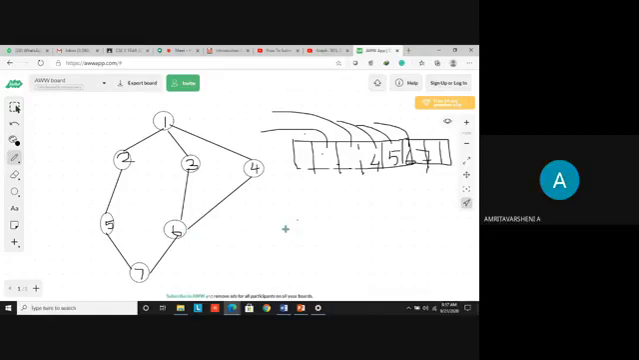What are the nodes? 3, 4 and 7, ma'am. Yes, very good. 3, 4 and 7. But how many nodes are visited already? All 3 are visited already, ma'am. Yes, good. 3 is already visited, 4 is also visited, 7 is also already visited.